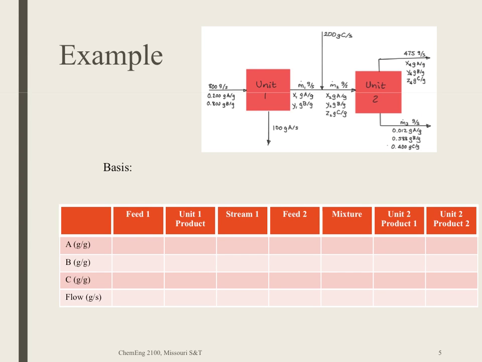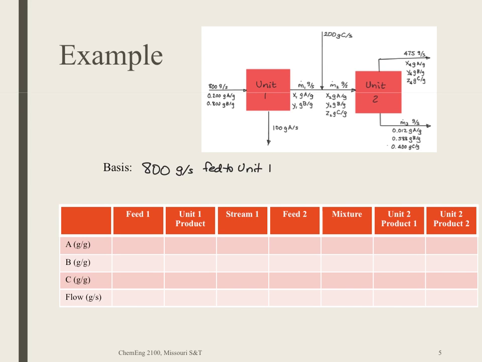So in this particular case, the basis is given. So we'll just do this all based on 800 grams per second fed to Unit 1. And then I want to figure out my materials table. This one is not too hard because everything was basically well described in the diagram.